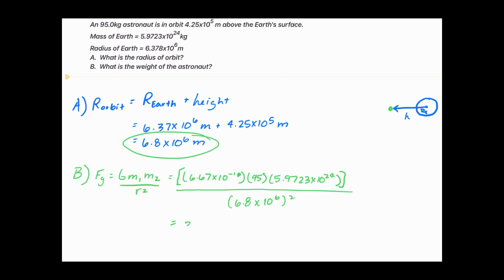And so let me see what I got. 3.78 times 10 to the 16th. So I multiplied these three things together first, and then I squared 6.8, and then I went from there. This should be a 16. Sorry about that. And so my answer was 818.41 newtons. Okay. So that's how you'll solve that type of problem.